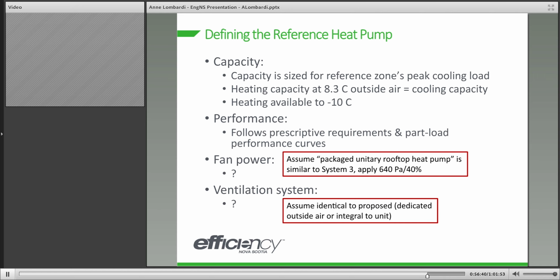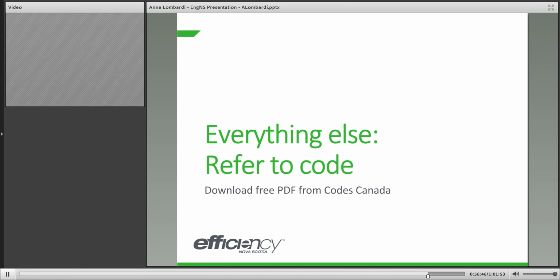And for the ventilation system, we would assume identical to proposed, which could either be a dedicated outside air system or integral to the heat pump if it's part of a rooftop unit, etc. But if we choose identical to proposed, then at least we're being consistent, right?